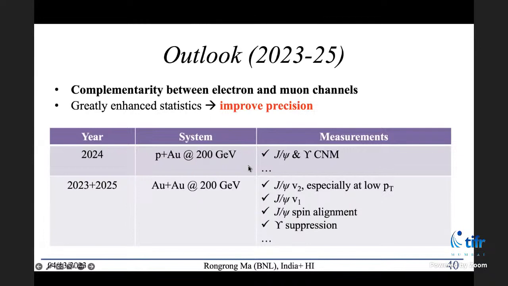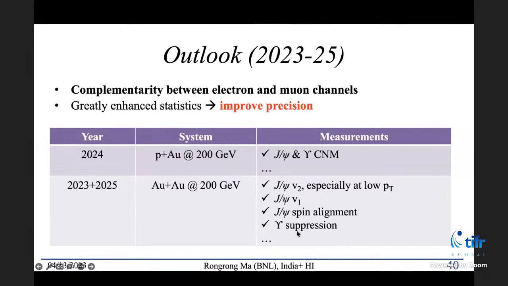From there, we can have improved measurement on the J/psi and the Upsilon cold nuclear matter effect. And in 2023 and 2025, we plan to take a large statistics gold data set at 200 GeV, which is much larger than what we had before. Here we can measure J/psi v2, especially at low pT. We can also measure J/psi v1 for the first time, and maybe even J/psi spin alignment, which is a very hot topic recently about vector meson spin alignment in the QGP. And of course, we can also improve the Upsilon suppression measurement.